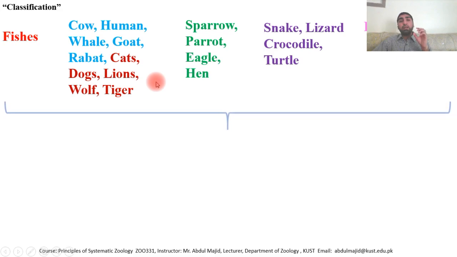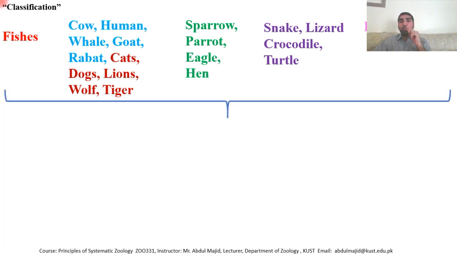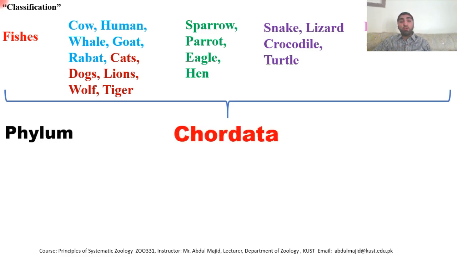But look at the importance. They have one very important characteristic in common. What is that? That is the presence of the vertebral column. So we place them into a phylum, Chordata. So we started from the species and we reached the phylum. The species were placed into genera, genera were placed into families, families into orders, and orders into classes. Classes were placed into phyla on the basis of similarities.